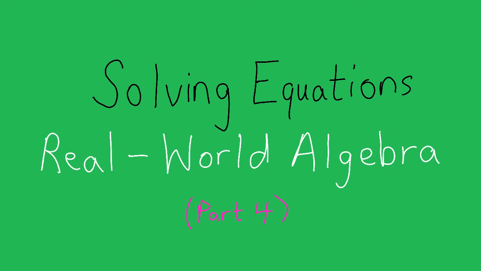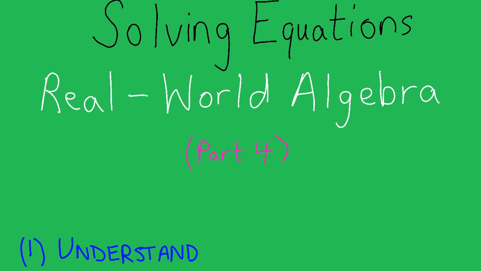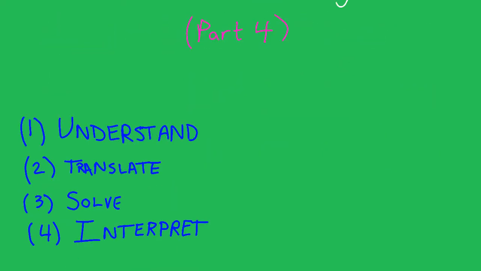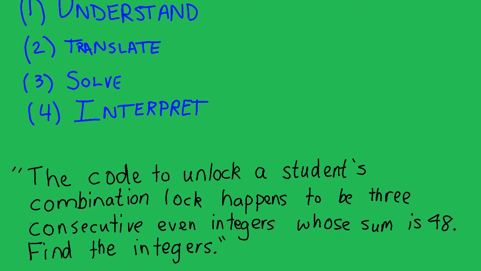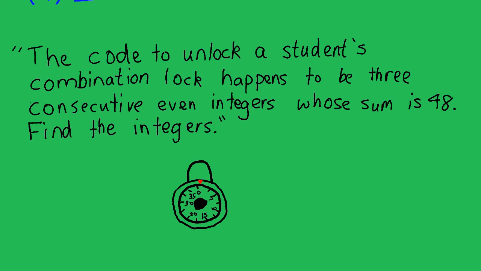Alright, so let's go ahead and do another real-world algebra problem. And so there's the steps that we use for these problems. That's just to remind you. If you're not familiar with these, go ahead and watch my previous videos, but otherwise, let's see this problem. And so it says, the code to unlock a student's combination lock happens to be 3 consecutive even integers whose sum is 48. Find the integers.